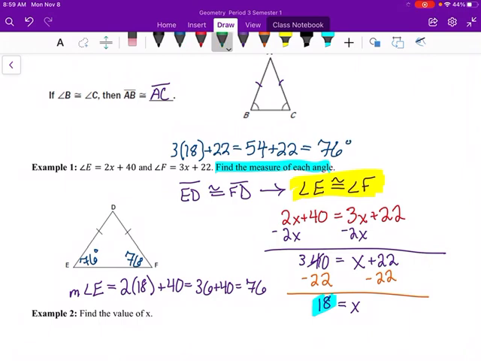Then our last thing, just like we did last chapter when we were finding the third angle in a triangle, we will add the two angles we know together, 76 plus 76. We will get 152. And then we're going to subtract that from 180 degrees. And that will give us our last angle measurement that we need, which would be 28. And that would be our answer for this problem, finding the measurement of each angle.